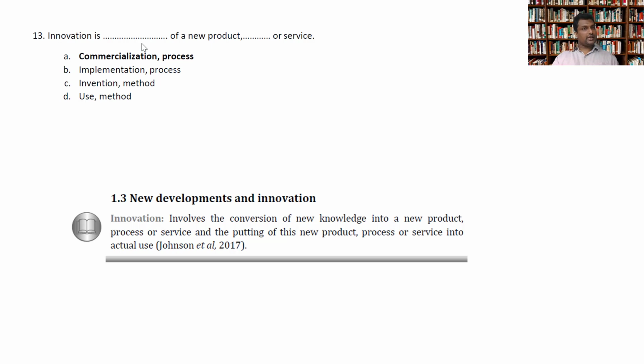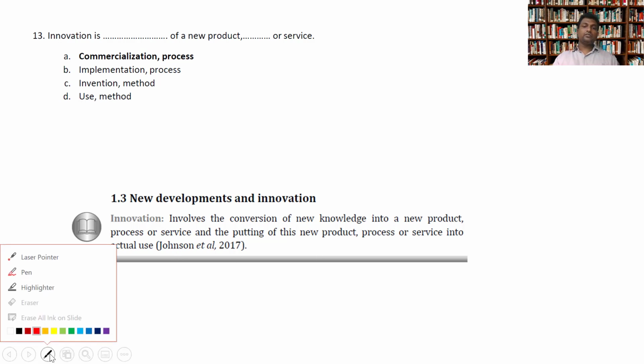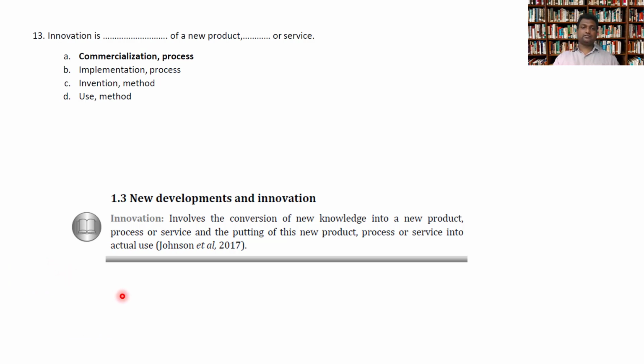Innovation is blank of a new product, blank or service. Let's look at what the textbook says. So it says innovation, it involves the conversion of new knowledge into a new product, process or service, and the putting of this new product, process or service into actual use. So putting it into actual use meaning commercializing it, making money out of this product. So using this product means commercializing or selling this product.